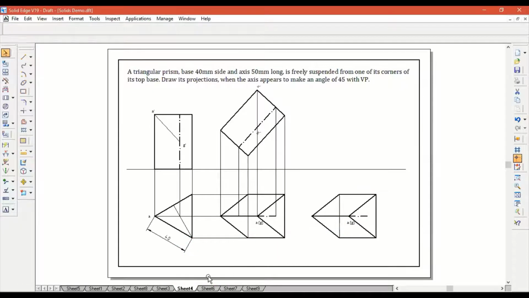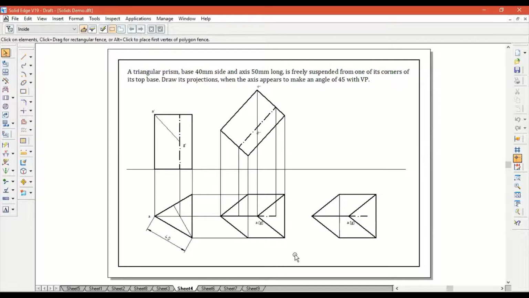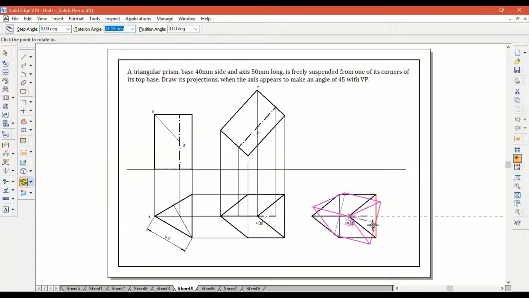In the previous problem, if you remember, we rotated in such a way that the base was perfectly visible. So what I'm going to do here is rotate it in such a way that the base is not visible. So I select the moved object, I rotate it to 45 degrees. I rotate it like that. So if the question says the base is away from the observer, you move it like this.